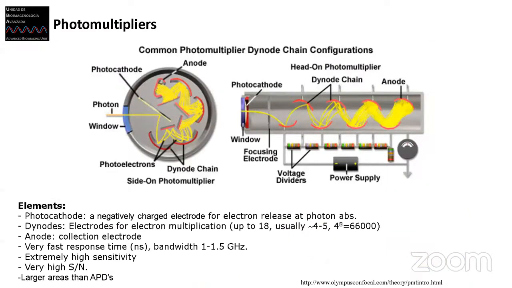But how do PMTs work? Usually we have a photocathode and then a photoanode, and between these we usually have power voltages. Then we have these dynodes chain, usually 8, in which we produce this amplification from one photon to many photoelectrons. So usually for one photon that hits the photocathode, we amplify like 4 to the 8, so 66,000 photoelectrons for each photon that we get in the image.